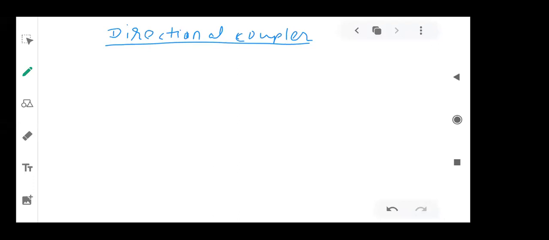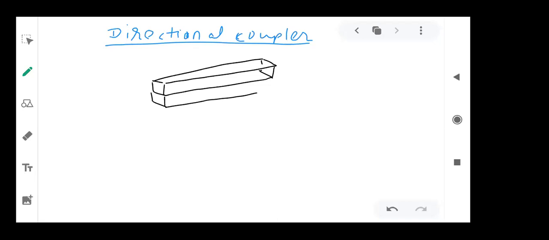Now, the directional coupler comprises two main waveguides. Let us consider that this is one of the waveguides. Once again, I will just remind you that this directional coupler is also mode dependent. It is going to work for mode TE10. Here you can see it actually comprises two waveguides, one above the other.